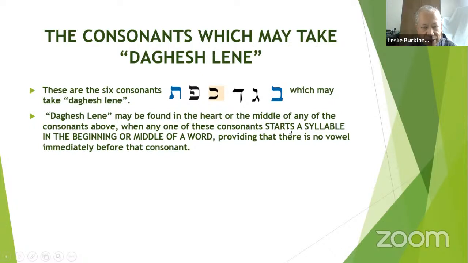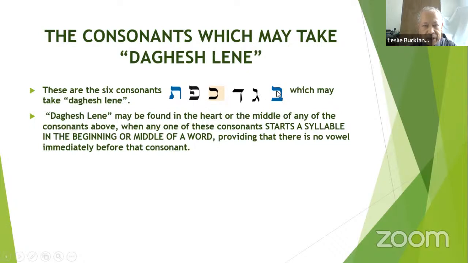So it has to start a syllable, whether that syllable is in the beginning of a word or in the middle of a word. But there is another condition. This can only apply if there is no vowel immediately before any of these consonants. If there is a vowel before it, then it cannot take dagesh lene in it. So 2 conditions to have a dot in the middle of these consonants.